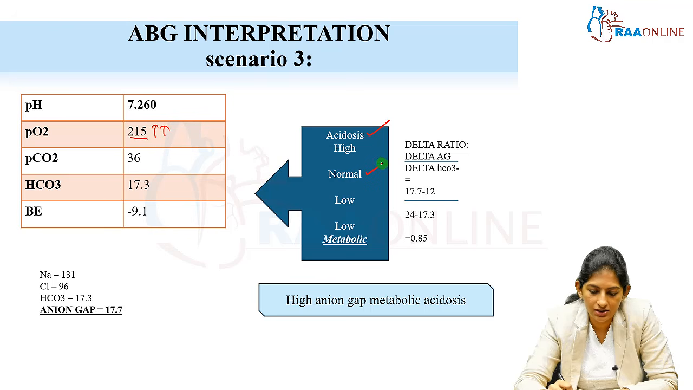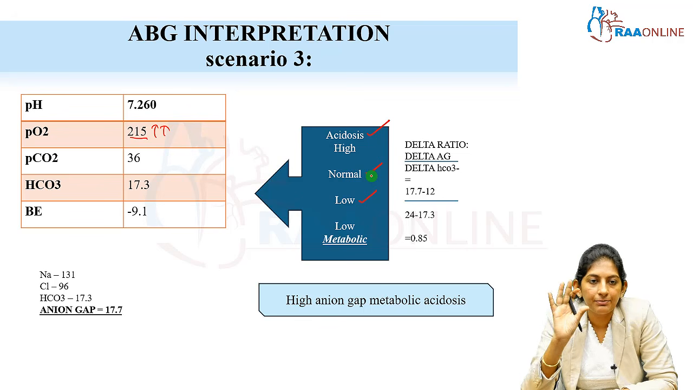So PCO2 is normal. Bicarbonate is 17. It is definitely low. Normal is 22 to 26. Bicarbonate is low. Base deficit is there, which is 9.1. Okay. So this is an acidotic condition. Can it be respiratory acidosis? No, it is not respiratory acidosis because PCO2 is normal. It is metabolic acidosis because bicarbonate is low. So you have come to a conclusion that it is metabolic acidosis.